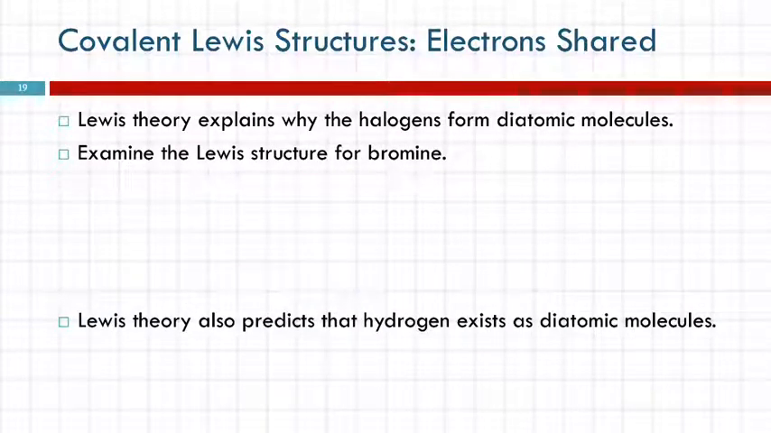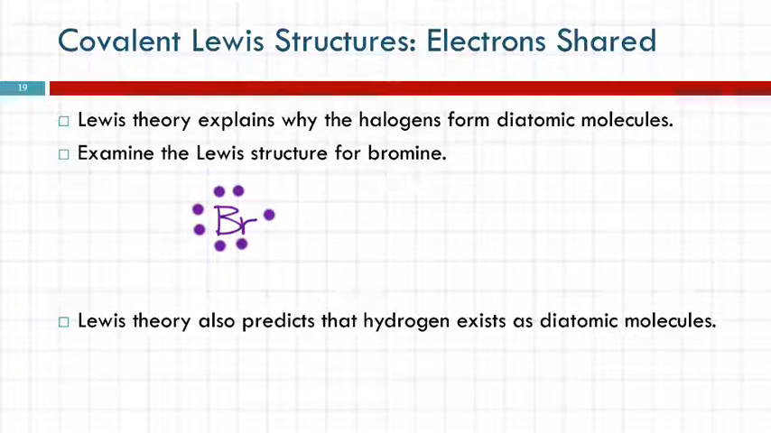So we've talked about diatomic molecules, right? The 7. And why do they do that? Lewis theory explains this. Let's look at bromine. I'm going to make bromine purple because I'm tired of blue. How many valence electrons does bromine have? 7. So 1, 2, 3, 4, 5, 6, 7. Is bromine happy? No.